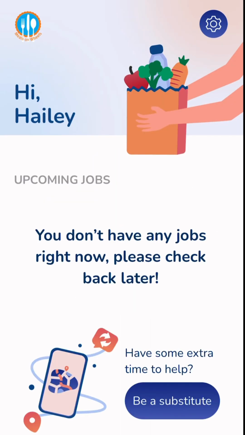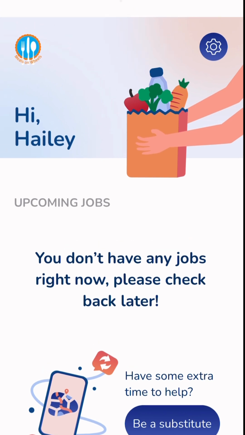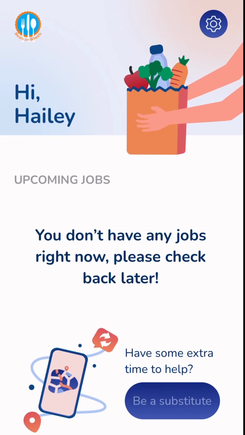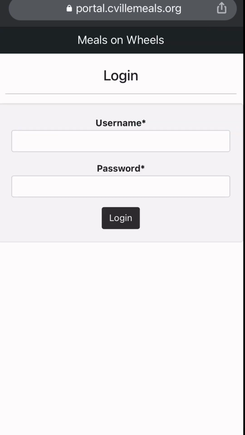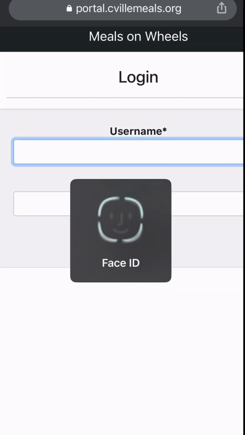So let's go ahead and open the app. And as you can see, I don't have any upcoming jobs. So what I'm going to do is click the button at the bottom that says Be a Substitute, and that's going to take me over to my browser and open up the online volunteer portal.